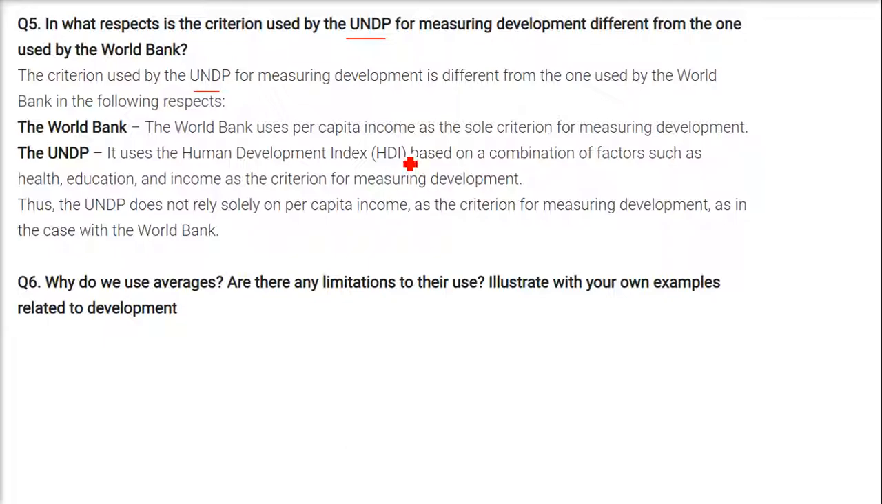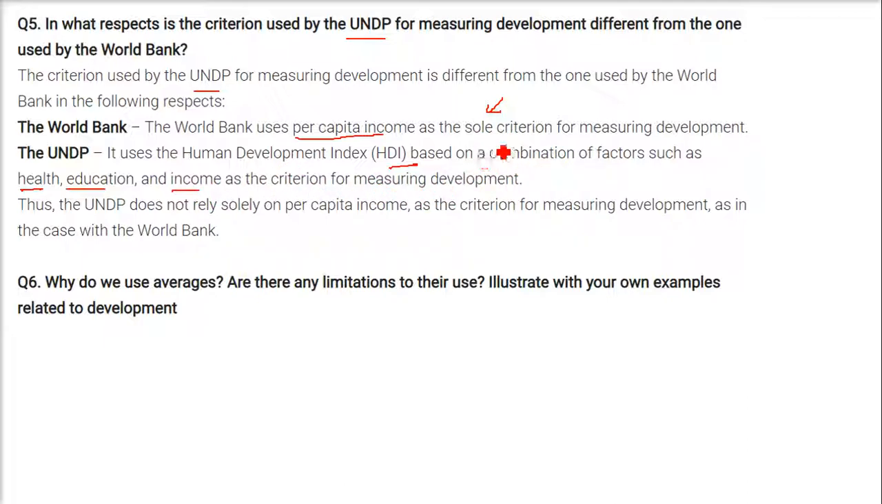The World Bank uses per capita income as the only and the sole criterion for measuring development, while the UNDP uses the Human Development Index, HDI, and this is based on the combination of certain factors like health, education, and income as the criterion for measuring development.